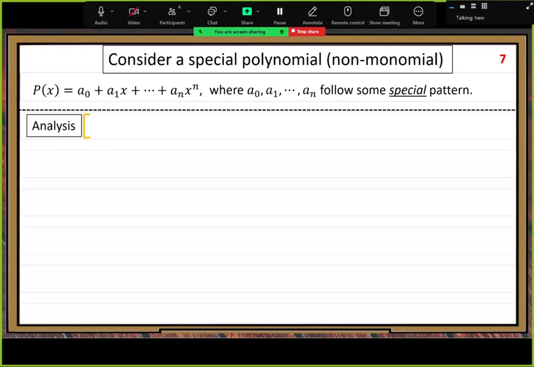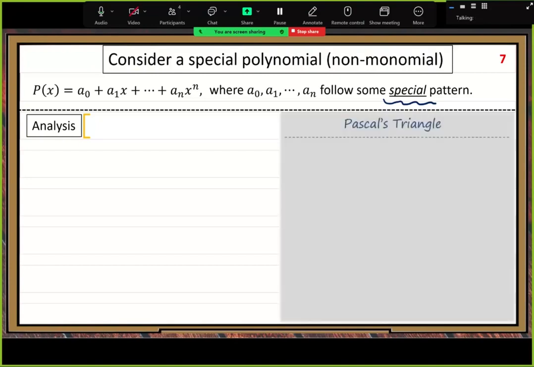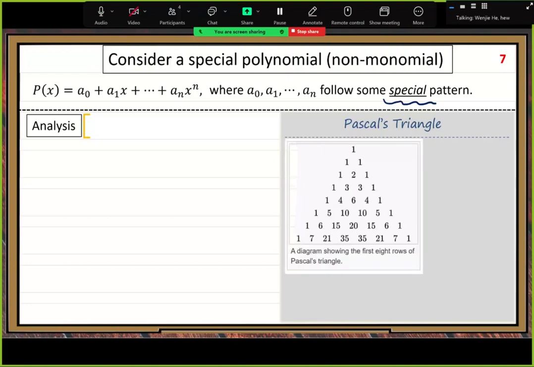But it follows some special pattern. Even a non-monomial could still follow some special pattern. I want to talk about the special pattern corresponding to Pascal's triangle, a very famous, interesting structure. Have you seen a triangle like this?